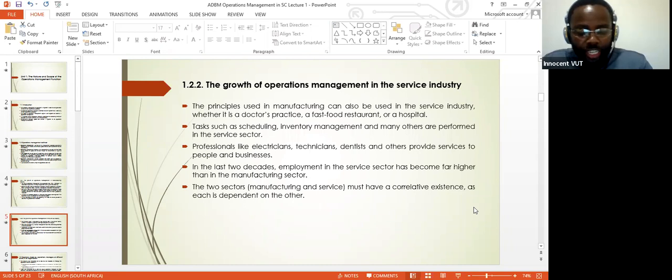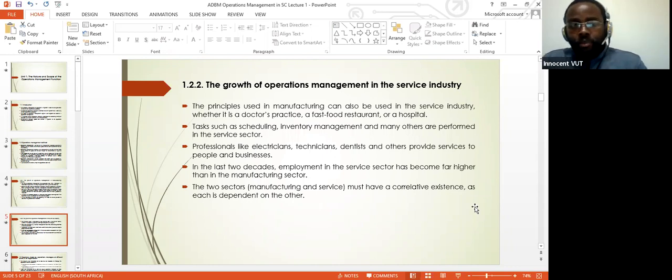So in the last 2 decades, we have seen employment in the service sector become far higher than in the manufacturing sector, meaning the service sector has been employing more people than the manufacturing sector. So the two sectors, manufacturing and service, must have a correlative existence, meaning they should coexist as each is dependent on the other, right? The manufacturing sector depends on the service sector. The service sector depends on the manufacturing sector.